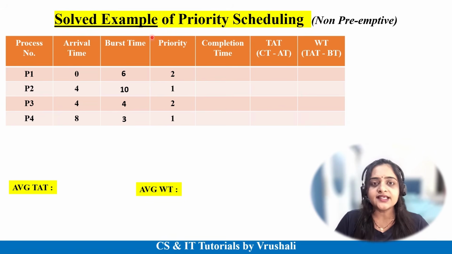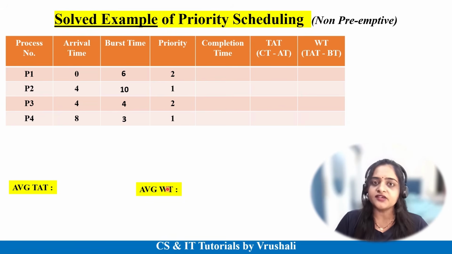Again, this is an example of priority scheduling. So priority is also given. The P1 process has priority 2. The P2 process has priority 1. P3 has 2 and the P4 process again has the same priority, 1. So this data is given. You need to find out completion time, turnaround time, waiting time, then average turnaround time and average waiting time.